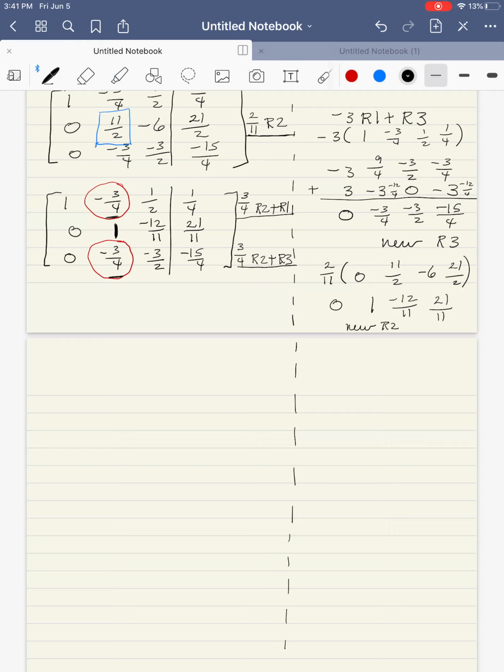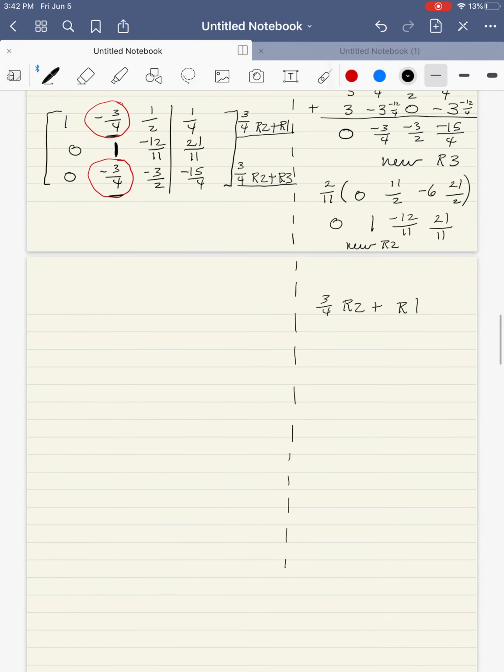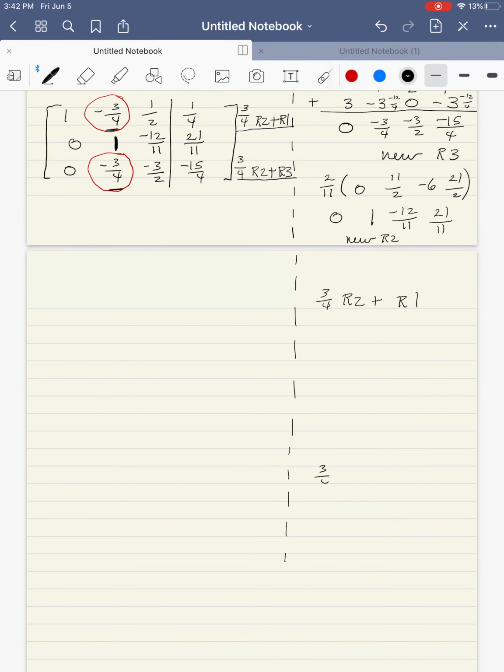You go ahead and do both of those row operations over in the margin. Do 3/4 row 2 plus row 1, and also do 3/4 row 2 plus row 3. Find your new row 1 and your new row 3. Then write your new matrix. Pause the video, do both of those steps, write the matrix, and then start the video again.